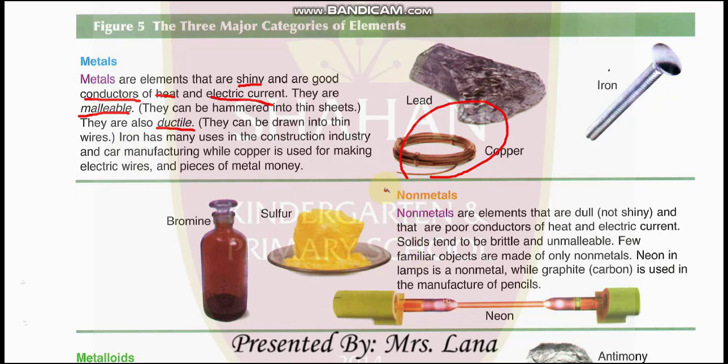We have another one, number 2, the non-metals. Non-metals are elements that are dull, not shiny, and that are poor conductors of heat and electric current. Solids tend to be brittle and unmalleable. Metals are malleable, but non-metals are unmalleable. Few familiar objects are made of only non-metals. Neon in lamps is a non-metal, while graphite, carbon, is used in the manufacture of pencils. And we have another, sulfur and bromine.